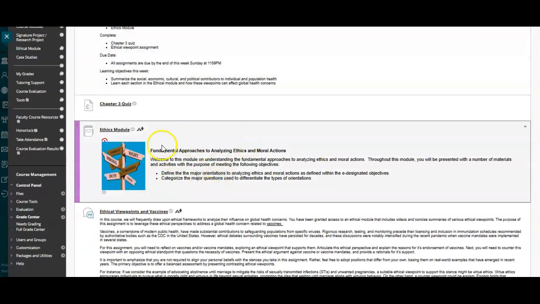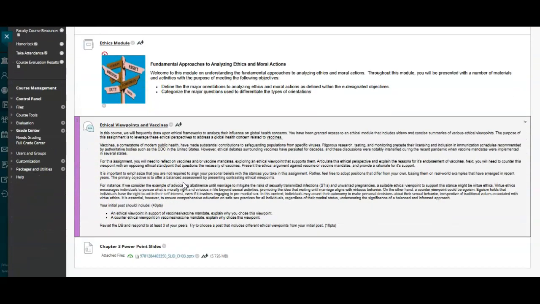So this is the secondary reading. You'll have chapter 3 and then you'll go through the ethical module. And then here is really the meat of this week. Throughout this course you're going to spend a lot of time looking at different ethical frameworks and analyzing their influences on global health concerns. The one we're focusing on this time is vaccines. A lot of these ethical dilemmas are hot topics and create a divide, and it really can be polarizing.